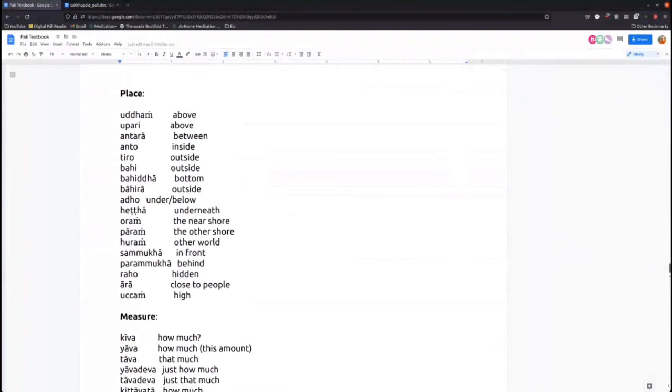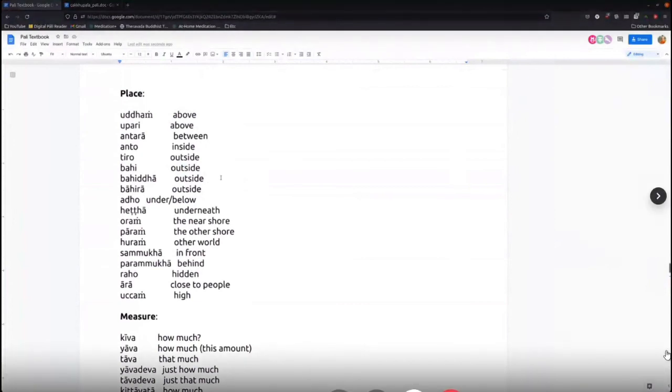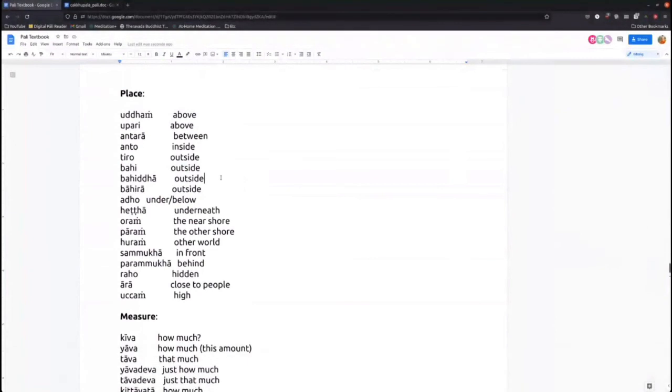Bahida shouldn't mean bottom. I think that's a mistake. I don't know what means bottom. That's just someone copying this down wrong, I think. It makes sense. If it's outside, does Ajata Bahida mean the outer body or the people? Bahida means external in that case.